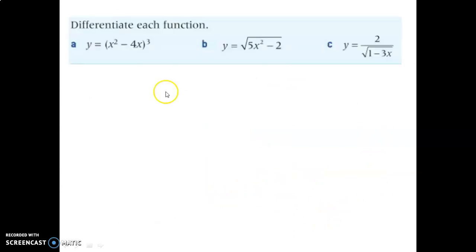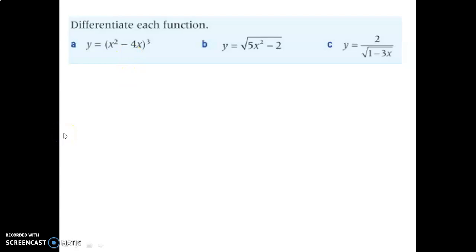Okay, try these 3 by chain rule. Remember, if this was just x cubed, if it didn't have this function inside here, if it was just x cubed, you would drop the 3 and have 3x squared, right? But here we have a function within a function, so apply the chain rule. Let's see what you get.